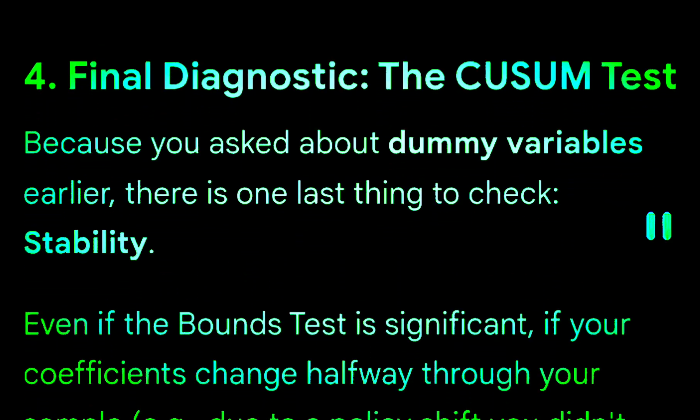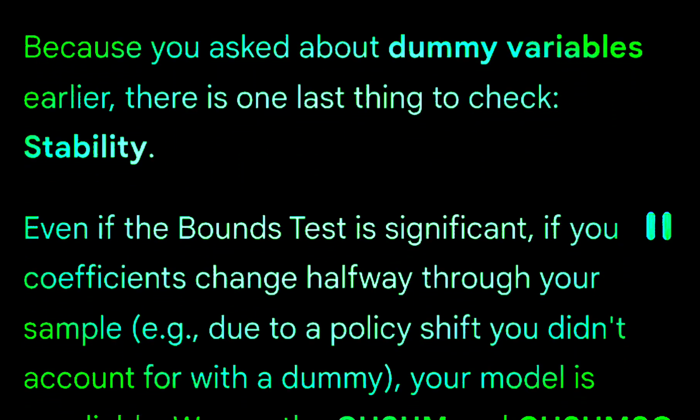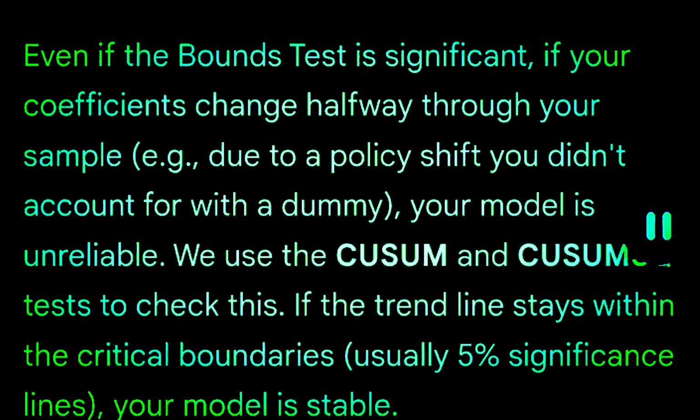4. Final diagnostic, the CUSUM test. Because you asked about dummy variables earlier, there is one last thing to check: stability. Even if the bounds test is significant, if your coefficients change halfway through your sample, e.g., due to a policy shift you didn't account for with the dummy, your model is unreliable.